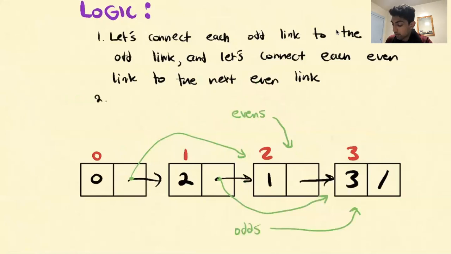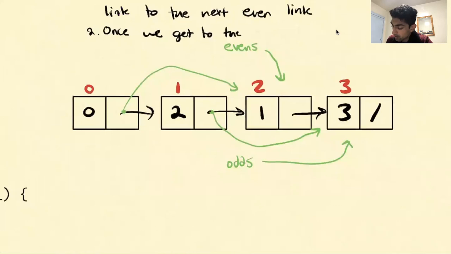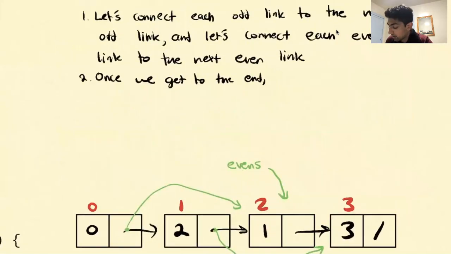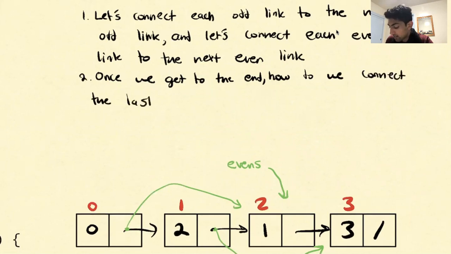The next part is we need to figure out, once we get to the end, how do we connect the last even link to the first odd link? I'm going to erase this just for the sake of space. Actually, no, we can move it down. Okay, finishing the thought from above.